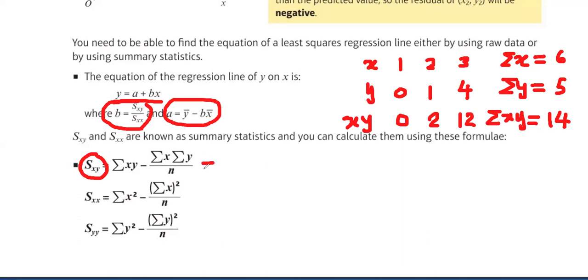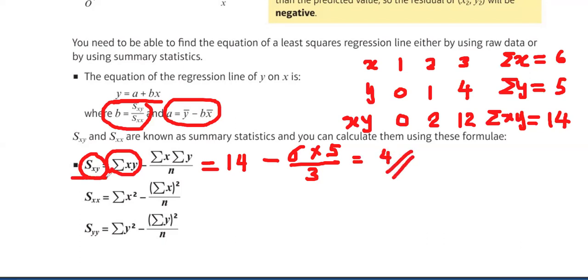Then sxy, you can find using this formula. Sigma xy equals 14 minus sigma x equals 6, sigma y equals 5, so 6 multiplied by 5 divided by the number of data. Only 3 data, therefore 3. Then we can cancel these two. 2 into 5, 10. 14 minus 10 equals 4. Therefore, sxy equals 4.